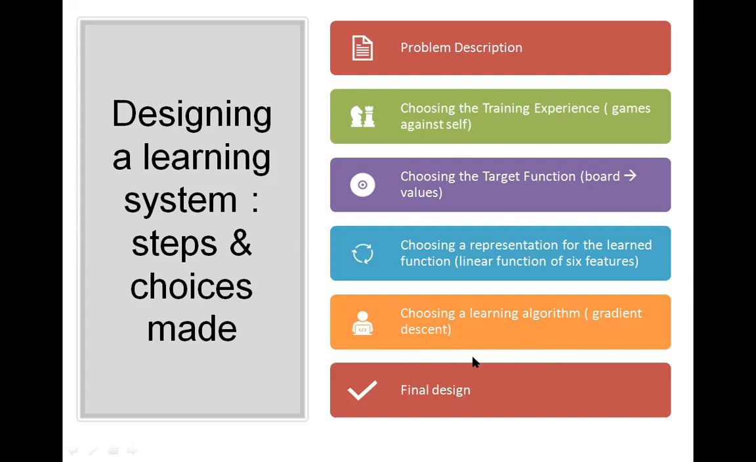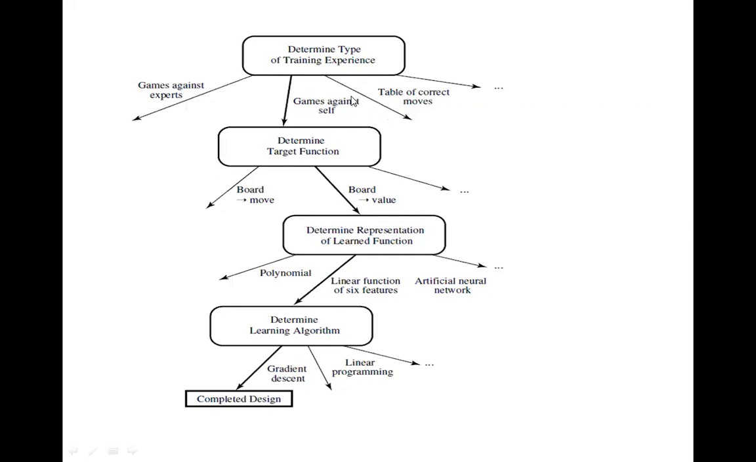Okay, so these are the steps. Final design. So how will the final design be? We shall go to that later. Okay, see, here are the steps that we followed. Determine the type of training experience. What are the training experiences you have? Games against the expert, or you can select the game against itself, or a table of correct moves. You give the board state and inform which is the negative state. So many types of training experience are there. We'll select training against self.